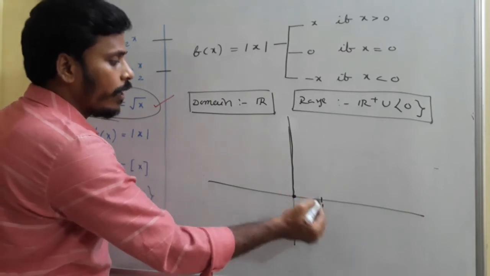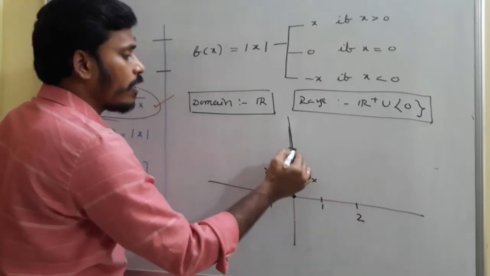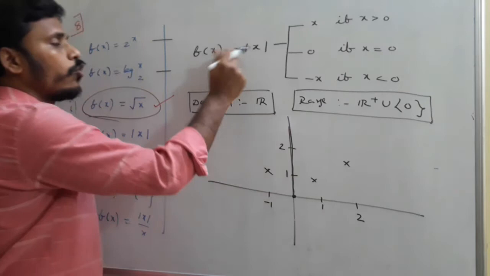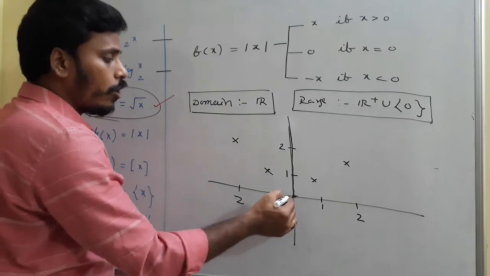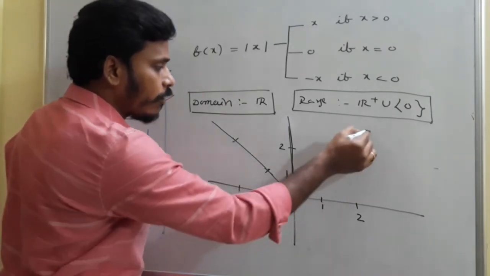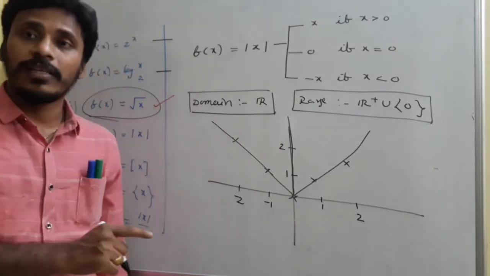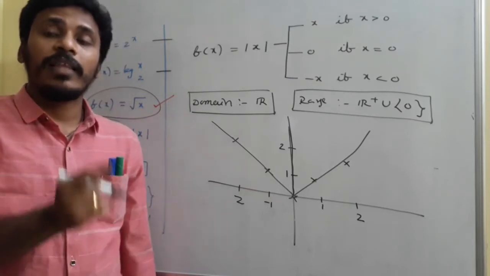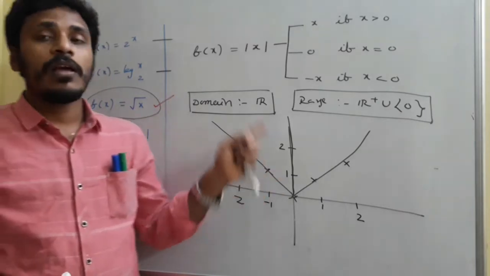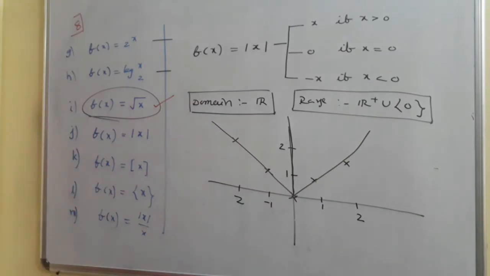x = 0, y = 0. x = 1, y = 1. x = minus 1, y = 1. Take x = 2, y = 2. If x = minus 2, again modulus of minus 2 is 2, right? So if you join all these points, you will get an exact V shape for modulus of x. Whereas for x square, we already discussed that graph. For x square, the graph is U shape, whereas for modulus of x, the graph is V shape. And the domain is real numbers and the range is positive reals union 0. So this is the rough sketch for the modulus of x. Okay, have a look. I will erase it and then I will discuss step x.